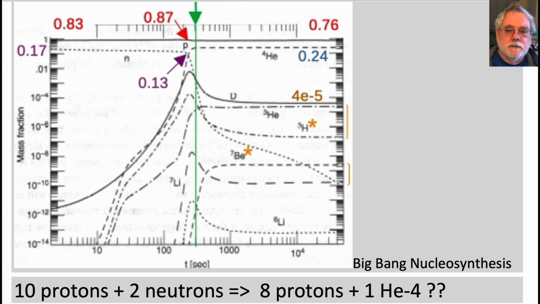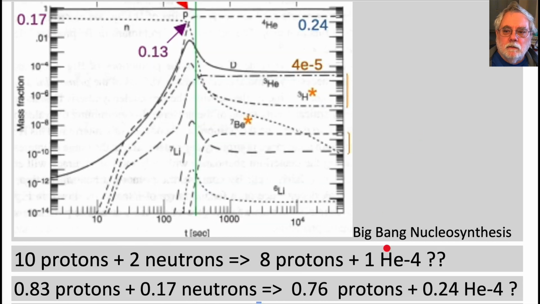The final mass fractions would be 8 out of 12 equals 0.67 for protons, and 4 out of 12 equals 0.33 for helium-4. This is close to what happens, but the actual final mass fractions, shown at the upper right of the graph, were 0.76 and 0.24, with 1 helium-4 nucleus for every 12.7 free protons.